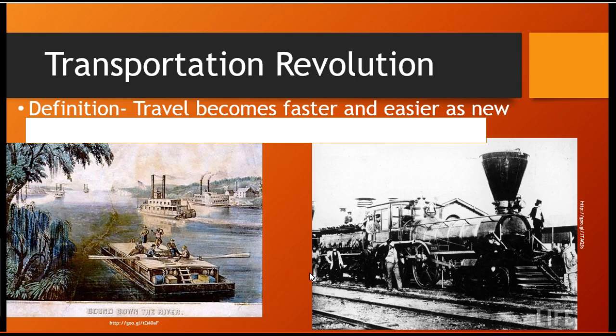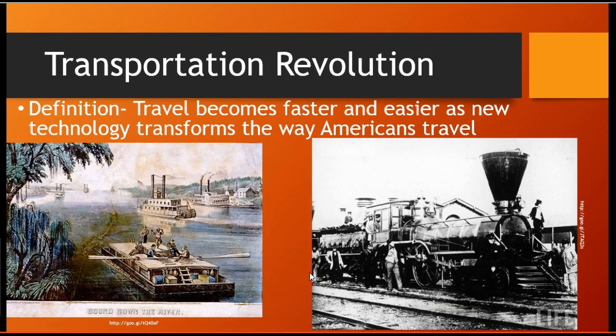Now, something that was happening at the same time as the Industrial Revolution was called the Transportation Revolution. And the Transportation Revolution was very important because it helped people move from one place to another much faster. Okay, travel became faster and easier as new technology transformed the way Americans travel.